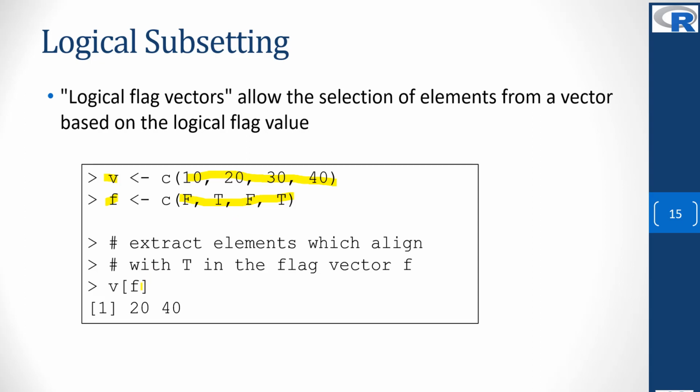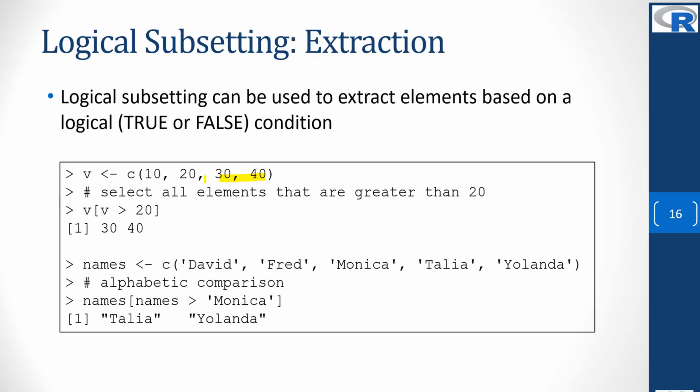And so we put the vector F as an index inside the square bracket, and it matches up the logical values with the numeric values and returns any of the numeric values that have the matching true value. So you see here that 20 is associated with a true in that logical vector, and then 40 is associated with true. And so by putting this logical vector inside the numeric vector as an element access operation, it extracts those two values.